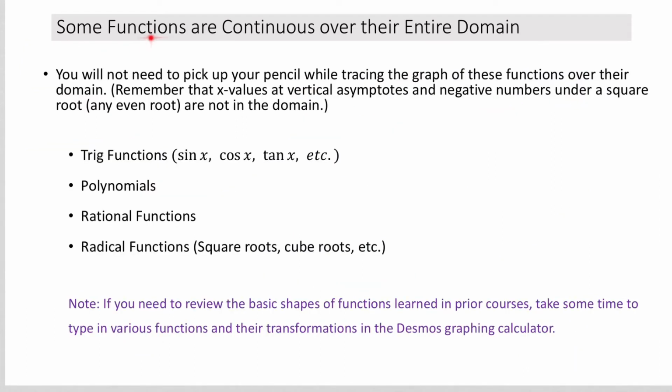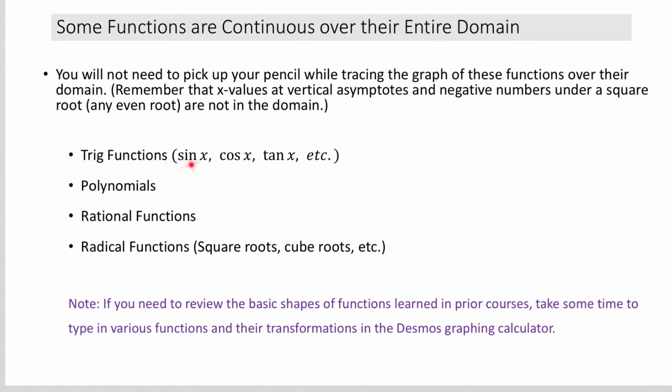So some functions are continuous over their entire domain. Okay? You'll not need to pick up your pencil while tracing the graph of these functions over their domain. Remember that x values at vertical asymptotes and at negative numbers under a square root, in fact any even root, are not in the domain in the first place.